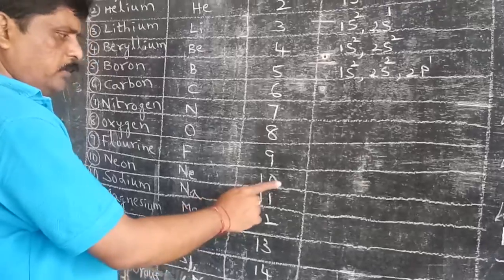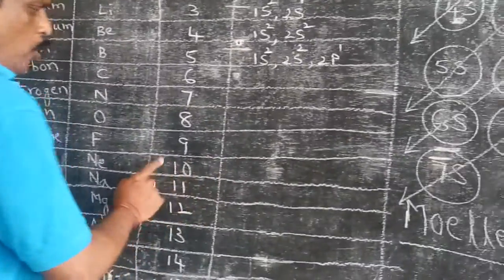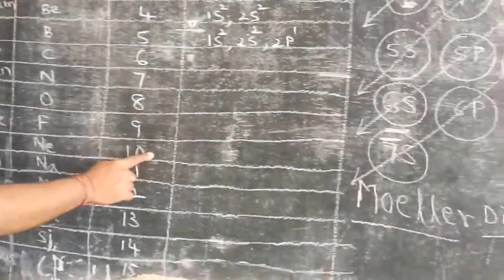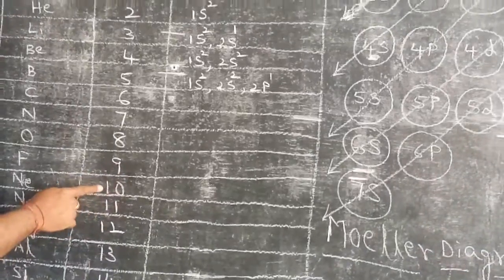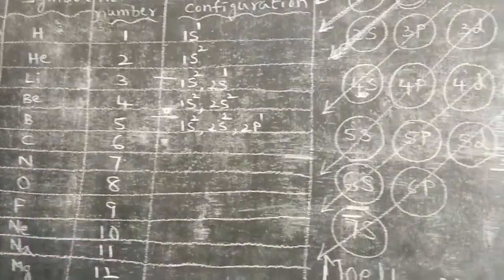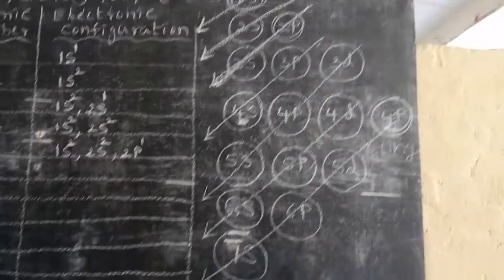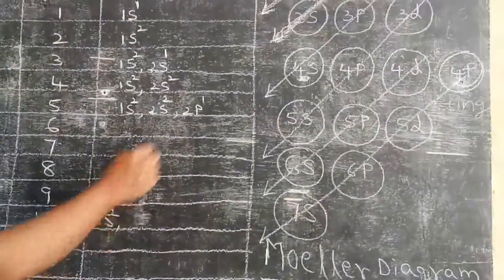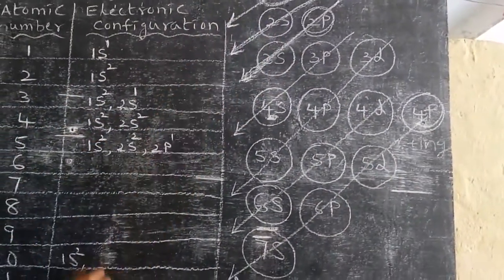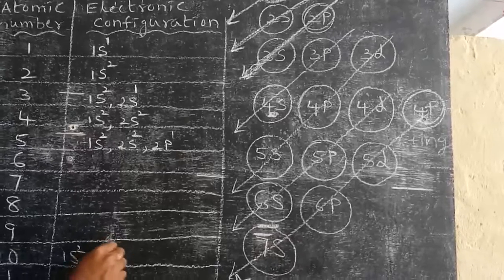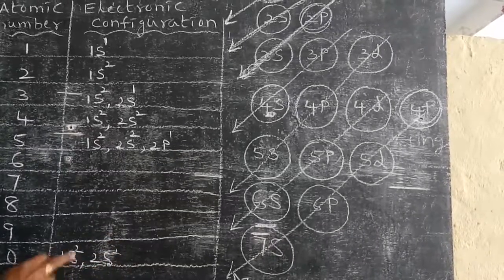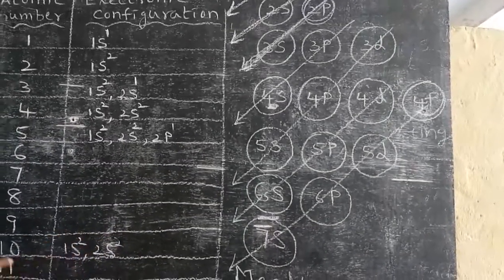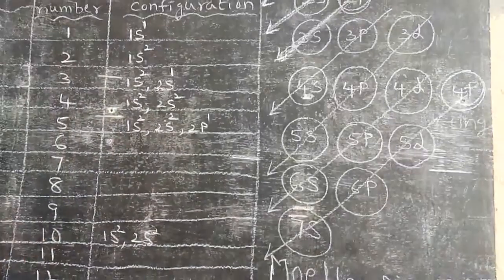For example, I have filled neon. Neon atomic number is 10, so there are only 10 electrons. The first room is 1s, so I fill 2 electrons in 1s. The next room is 2s, so I fill 2 electrons in 2s. So here 4 electrons are completed. How many electrons are left? There are 6 electrons left.